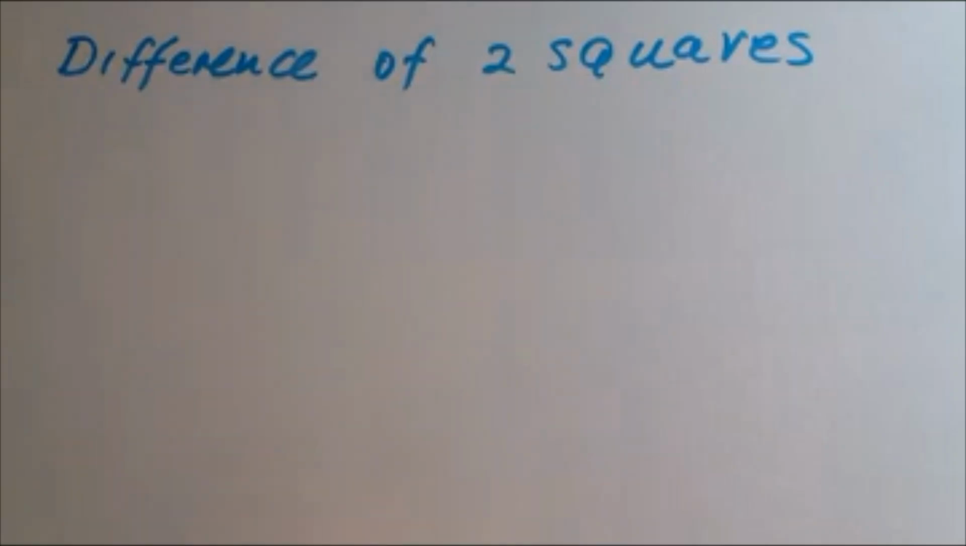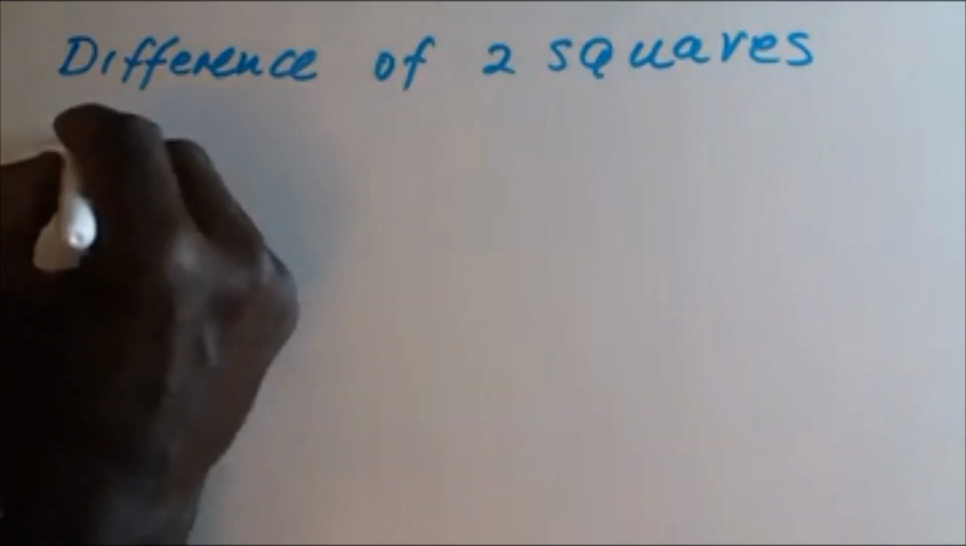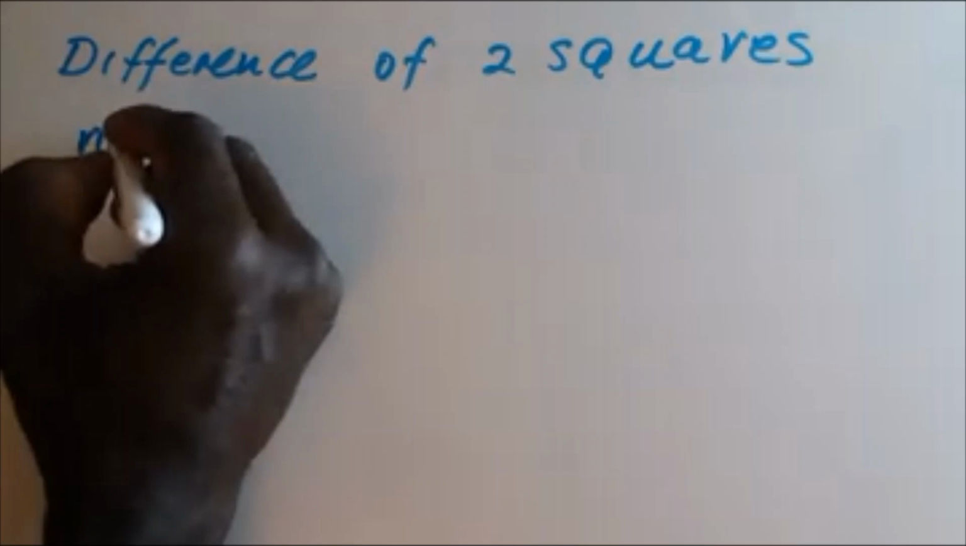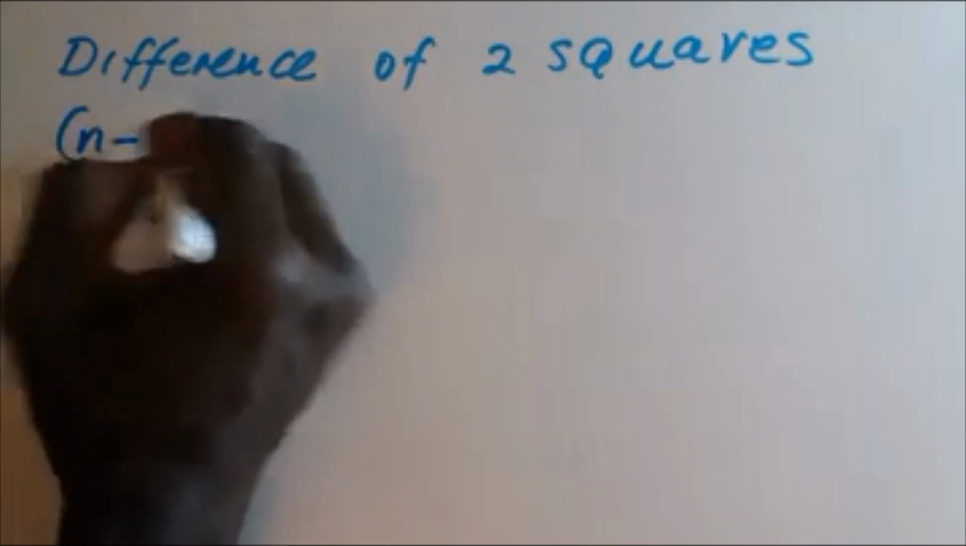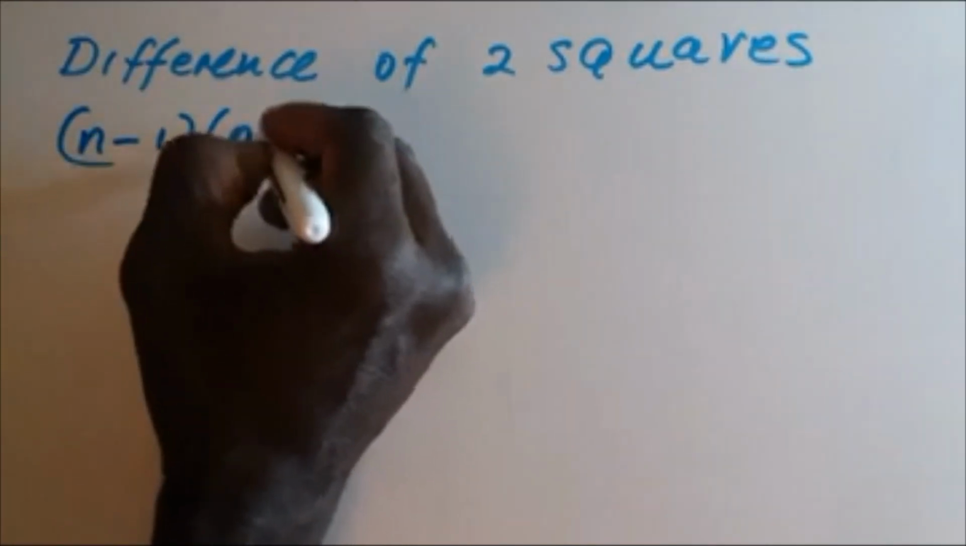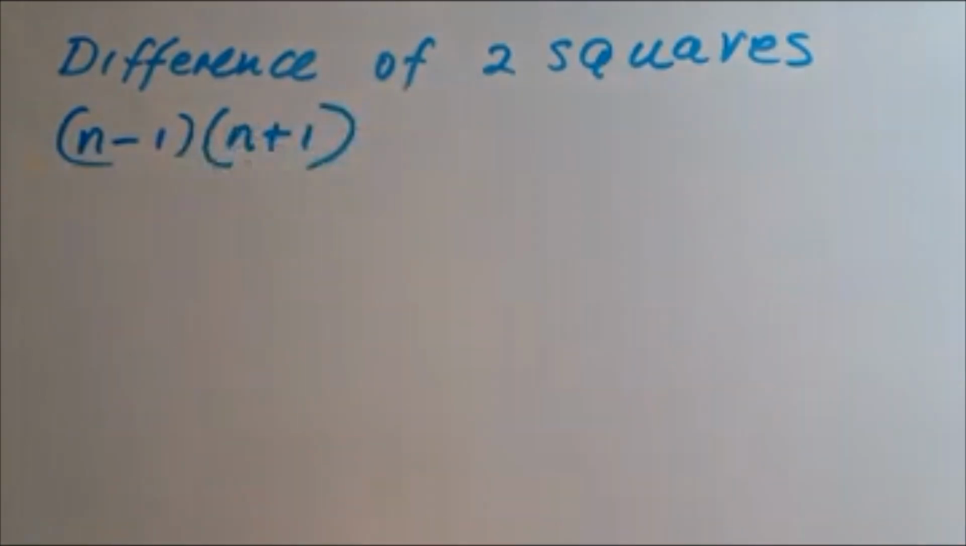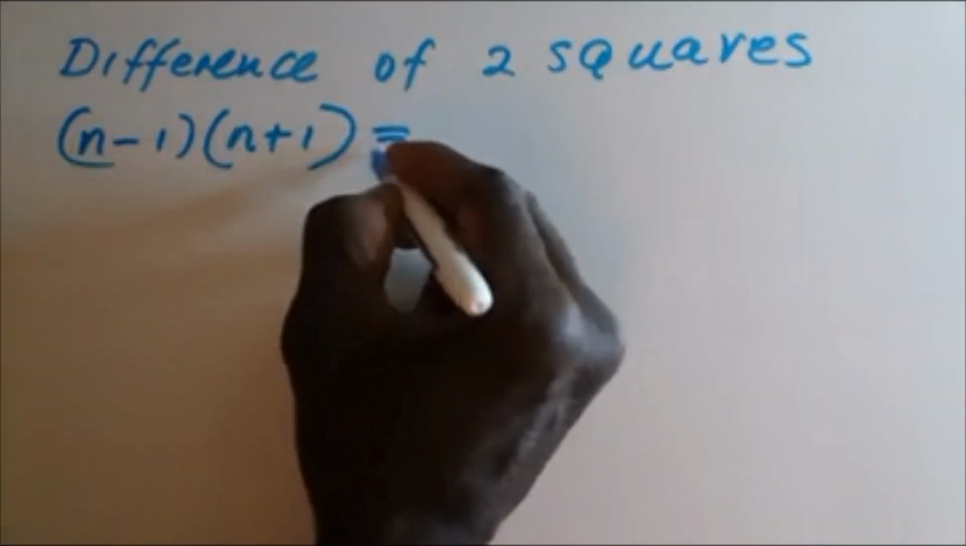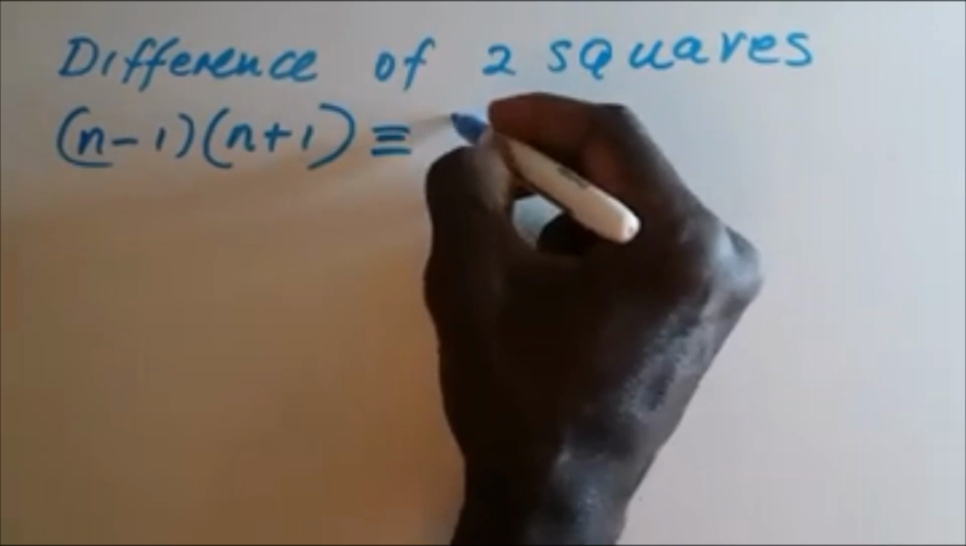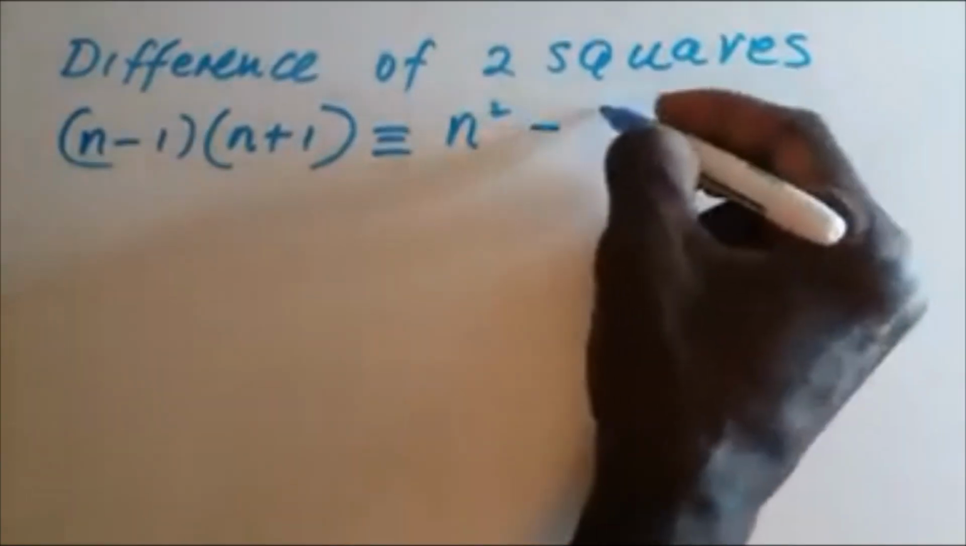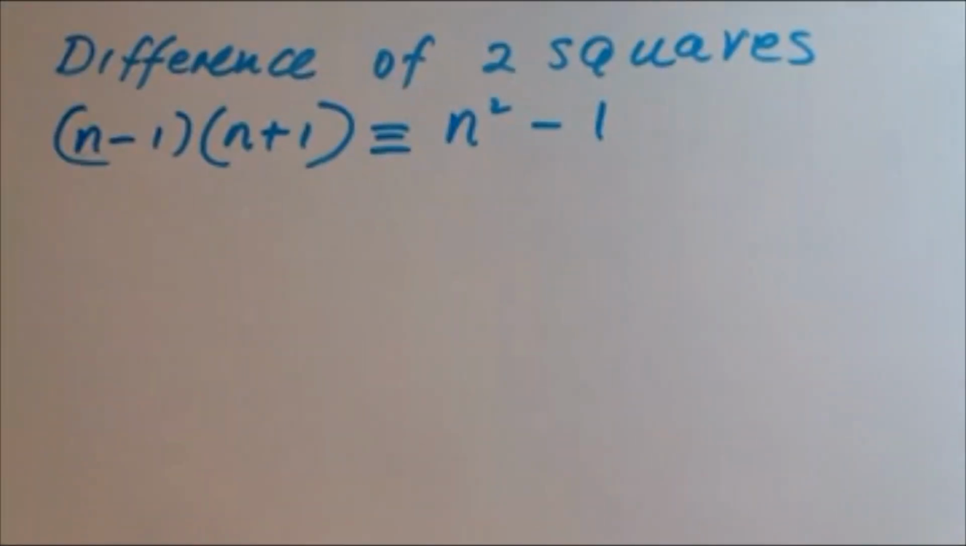My name is Alistair. Today we'll talk about the difference of two squares. As an example, we use n minus 1 times n add 1. When we clear the brackets, we have n squared minus 1 squared, which is 1. So there's a difference between n squared and 1 squared.